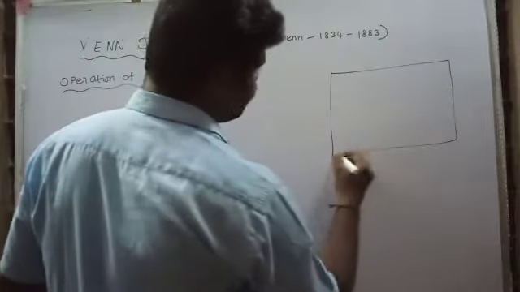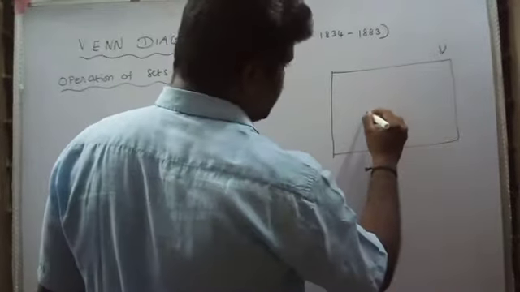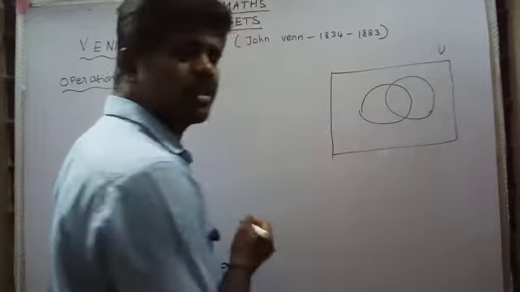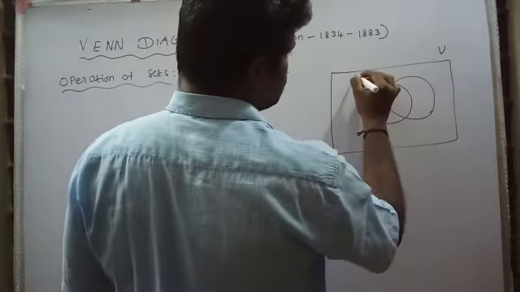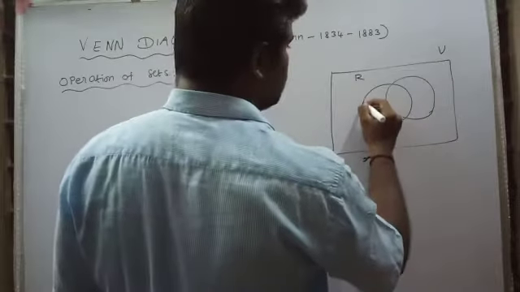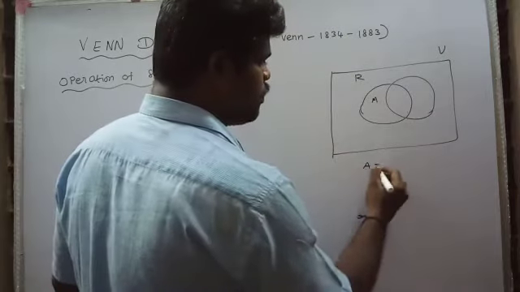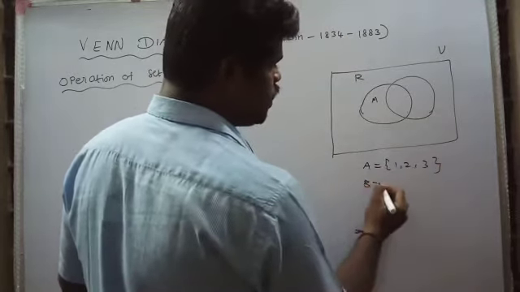This is the universal set U. It contains some relationships, for example the number system R, the set of all real numbers. We have numbers in A. This is considered as A. We have numbers in A: 1, 2, 3, and we have numbers in B: 4, 5, 6.